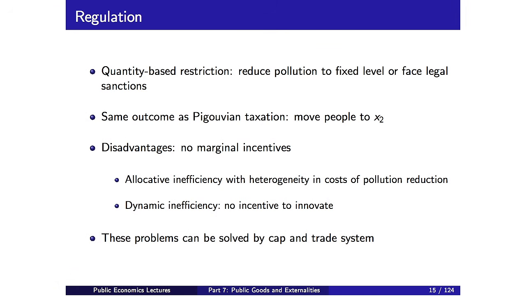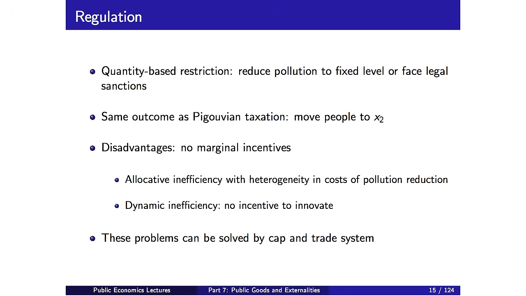Quantity-based restriction. I am going to require that you reduce pollution to a fixed level, or you face some sort of legal sanction. Another way you can think about regulation is basically a nonlinear tax. So rather than having a fixed tax for each amount of pollution that you reduce, we say if you're in violation of this law, in essence, we put an infinite tax on you. Like, that's illegal, right? You get fined. And below that, there's no tax. It's another way to think about it. So same outcome as the Pigouvian tax in the basic model. You're going to move people to the desired level x2.